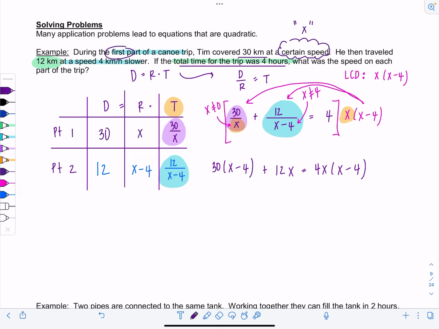All right, looks good. Let's distribute. It's looking better. There's no fractions. We should be excited. So this is 30x minus 120 plus 12x equals 4x squared minus 16x. As soon as I notice, oh, I got a quadratic equation, quadratic because there's that x squared term, let's set it equal to 0. And then we'll decide from there, can we factor or do we need the quadratic formula?